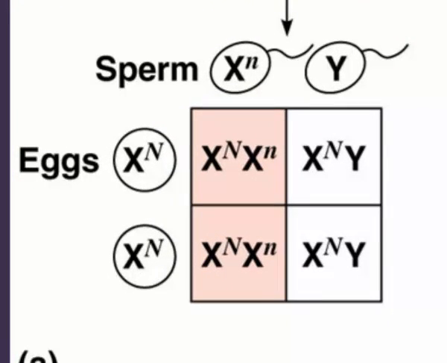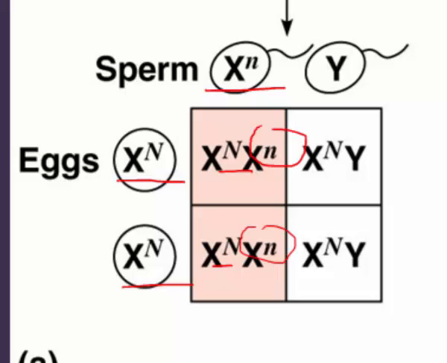For example, if the father expresses the trait and the mother is normal for the trait, then all of the children will be phenotypically normal. They will not express the trait because the mother's dominant allele can mask the recessive allele that was passed on by the father.